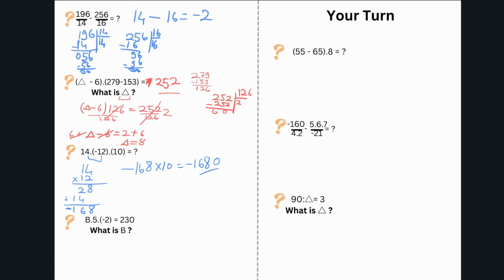Here it's asking us what the b is. So we can just write the b, and then we can multiply 5 times negative 2 is negative 10, equals 230. We can divide both sides by negative 10 to have our b alone. This will give us 1, and zeros will cancel. So b equals negative 23.